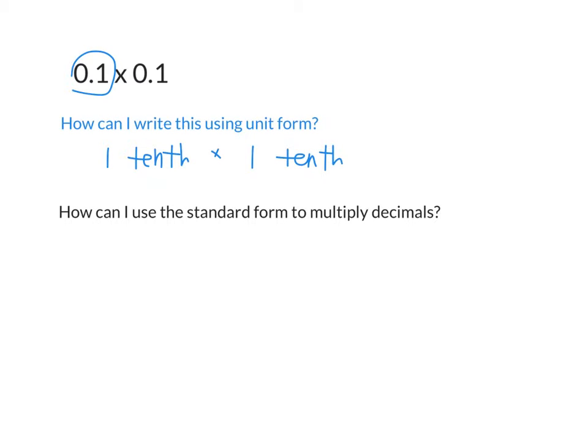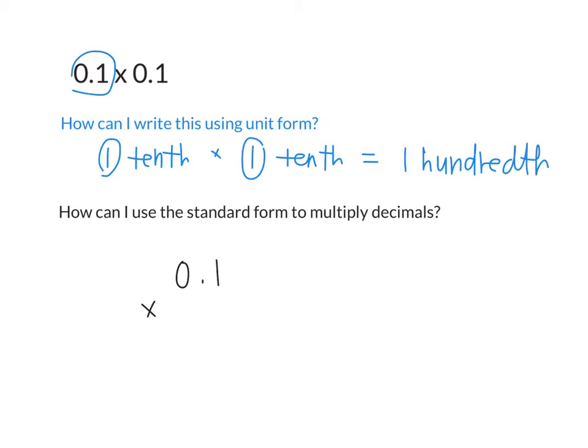Okay. Now let's use standard form to multiply it. What's 1 times 1? 1. If I have a tenth and I multiply by a tenth, what do I get? 100th. Good. So the answer we think should be 100th in unit form. Now let's use the standard form to see how we can multiply this using decimals.